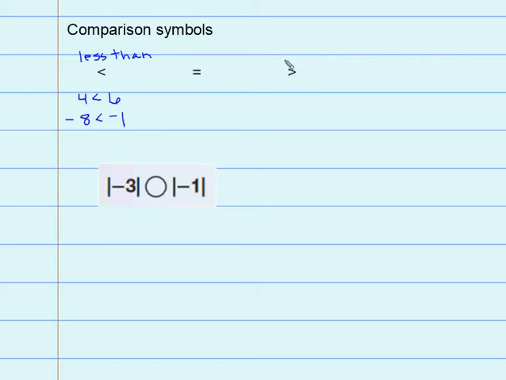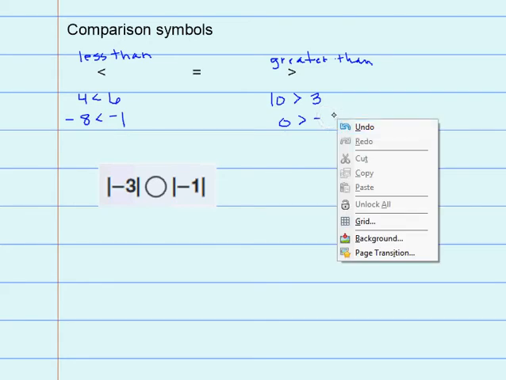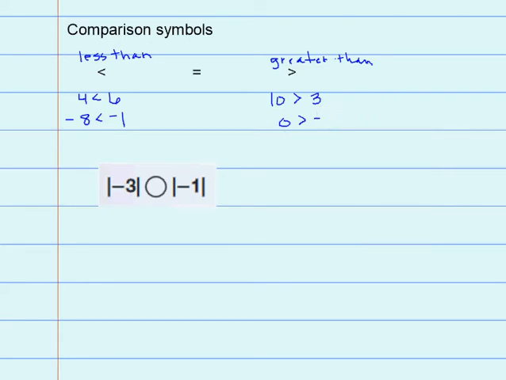This one is greater than. And that is the same thing. It says the numbers on the left are greater than the numbers on the right. So 10 is greater than 3. 0 is greater than -4. Whoops, sorry about that. 0 is greater than -4.